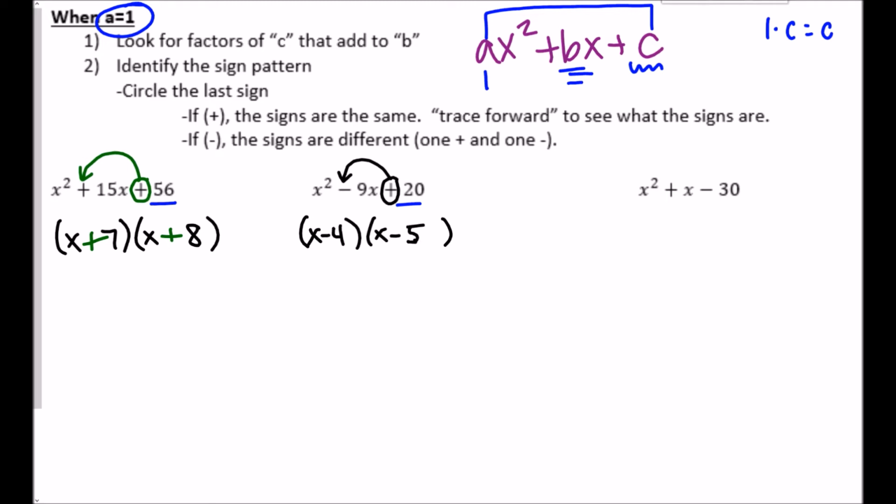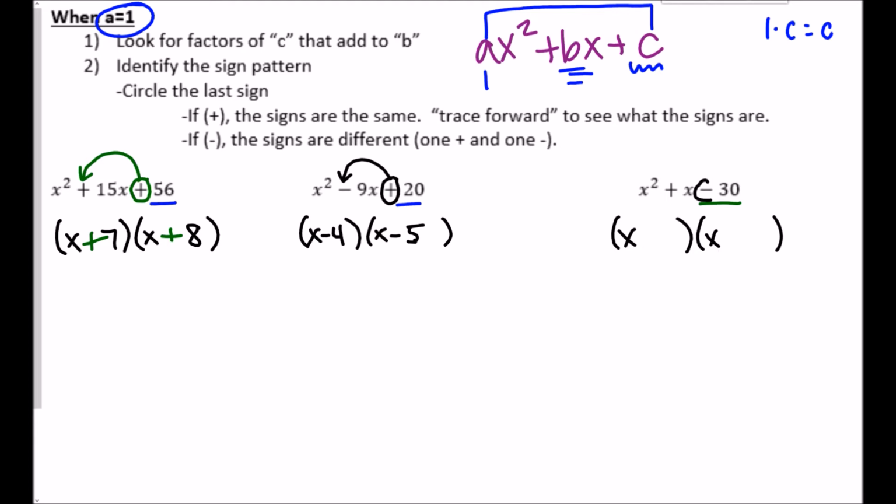Okay, and you could double check yourself. Negative 4 times negative 5 gives you positive 20. Negative 4 plus negative 5 gives you negative 9. Last one. So we want factors of negative 30 that add up to be positive 1. So I'm going to start with my binomials. And I'm going to look at my sign pattern here.